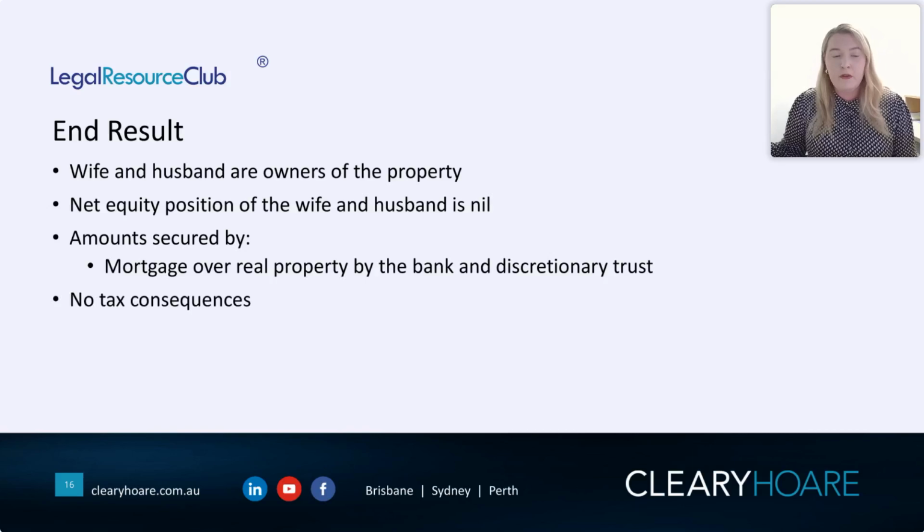So the end result of implementing our secured debt strategy is that the individual, the husband and wife, whoever it might be, they remain the owners of the property. However, if they owned a property worth $2 million at the start of the process, at the end of the process, they would have a corresponding $2 million debt owed to the family trust. So their net equity position would be nil or as close to nil as you can get it.